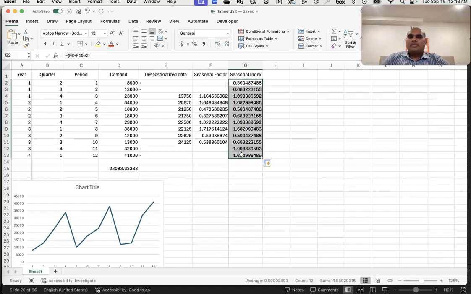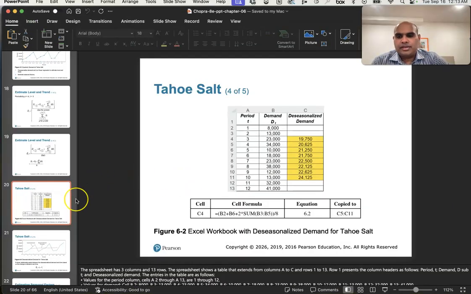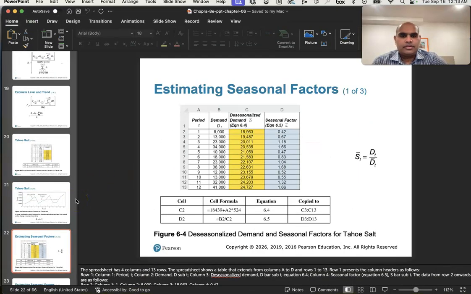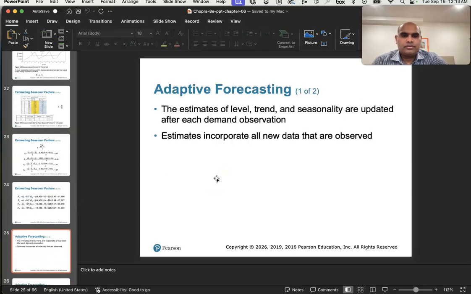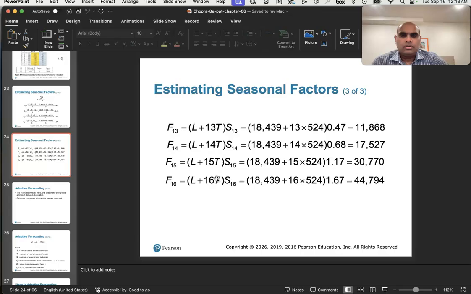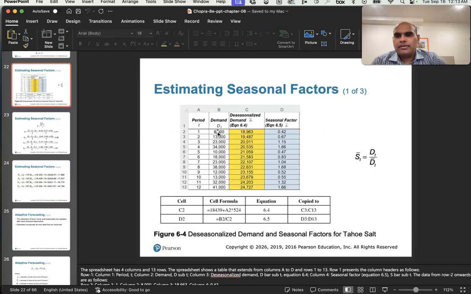Once I have my seasonal indices, the next step is estimating seasonal factors. Once you have the seasonal index, now you can calculate level and trend. So let's calculate level and trend, and once you calculate level and trend, we can take it from there. All right, so let's calculate level next.